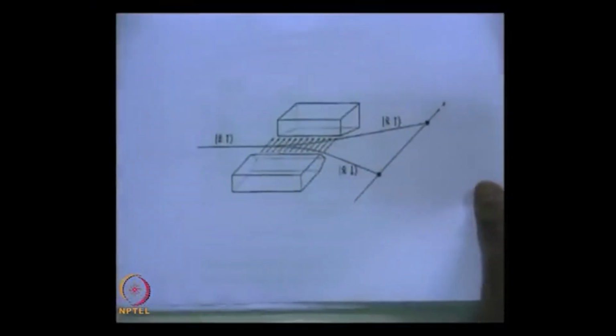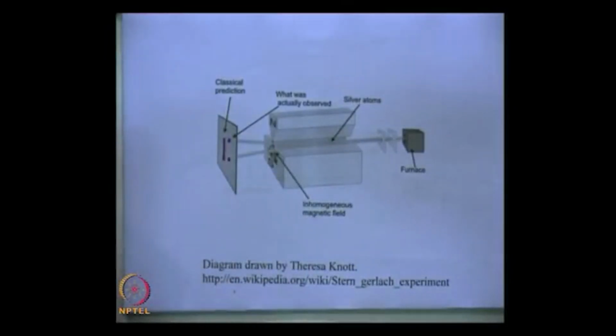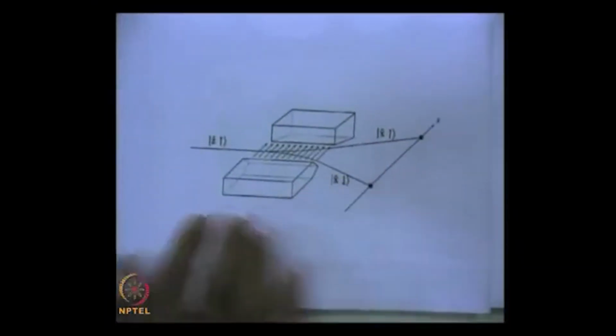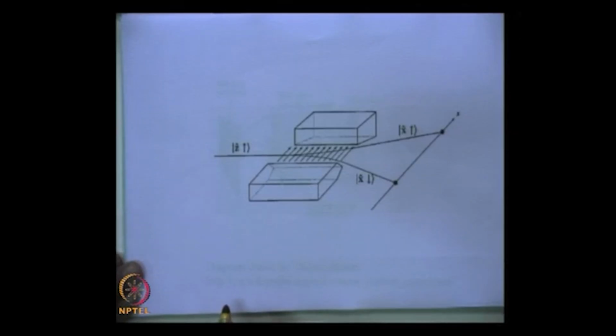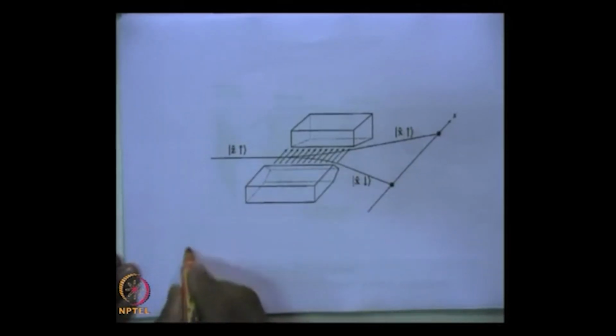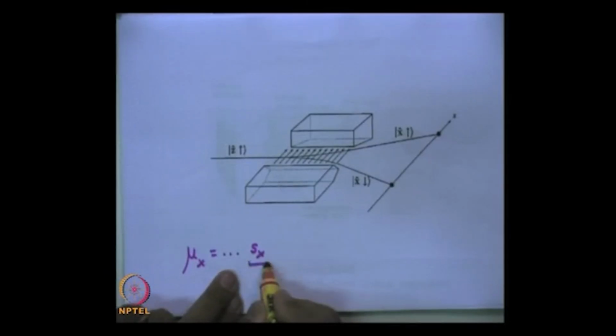Now, we consider that the magnets here are now placed horizontally, so that the inhomogeneous magnetic field is now in the x direction. So, the inhomogeneous magnetic field is in the x direction. So, my experiment now tries to make a measurement of mu x, which is proportional to S x.